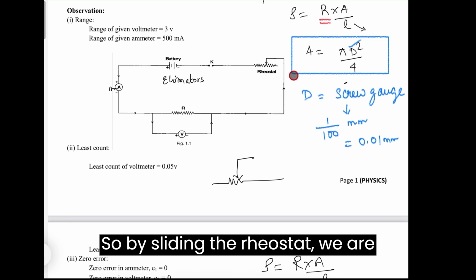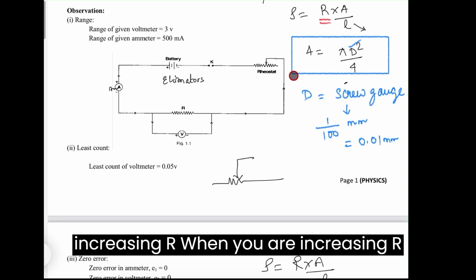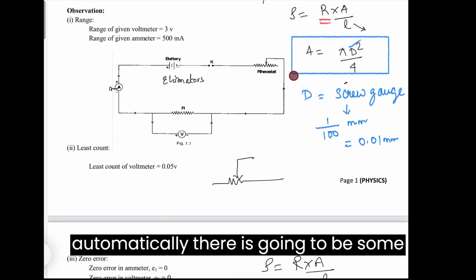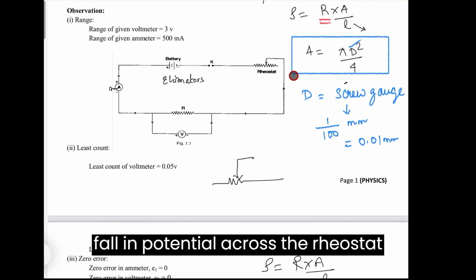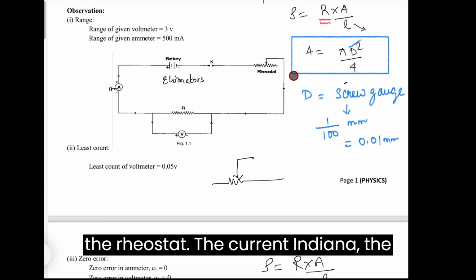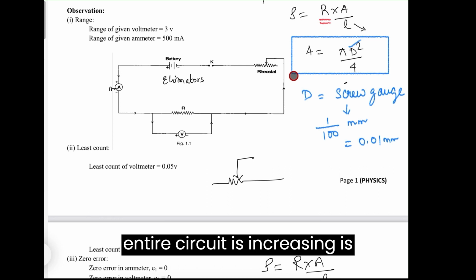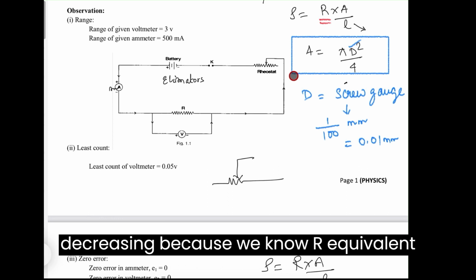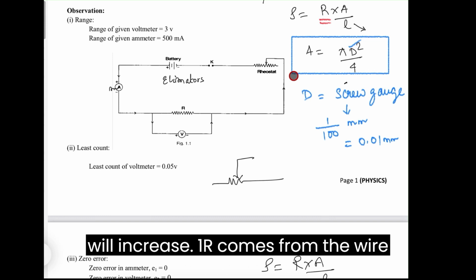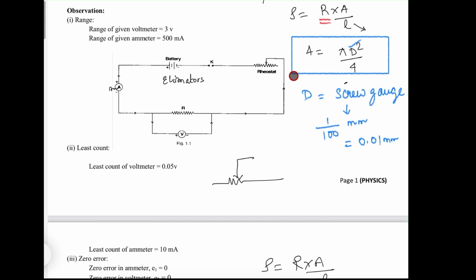So by sliding the rheostat, we are increasing R. When you are increasing R, automatically there is going to be some fall in potential across the rheostat. As there is a fall in potential across the rheostat, the current in the entire circuit is decreasing, because we know R equivalent will increase. One R comes from the wire and the other R is coming from the rheostat.